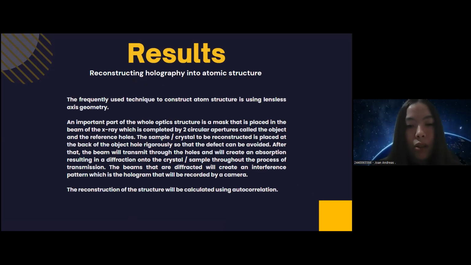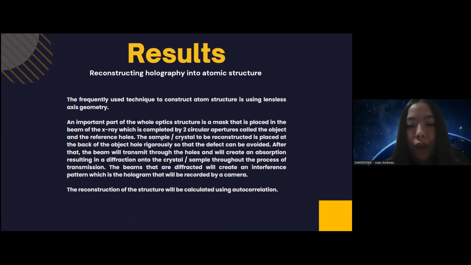The frequently used technique to construct atom structure is using lensless axis geometry. The sample to be reconstructed is placed at the back of the object hole rigorously so that the defect can be avoided. The beam will transmit through the holes and will create an absorption, resulting in a diffraction onto the crystal throughout the process of transmission.